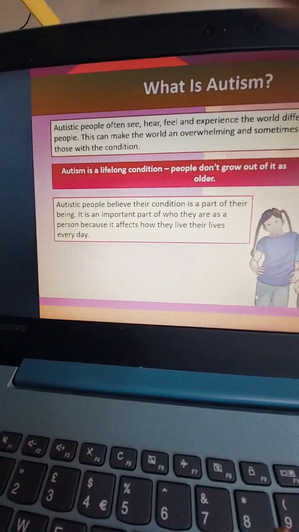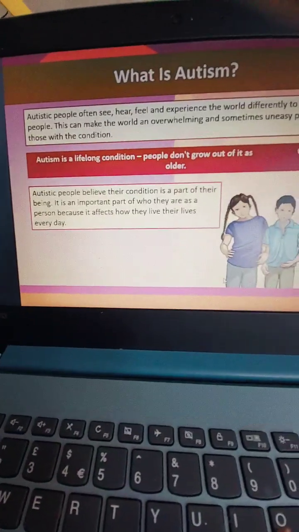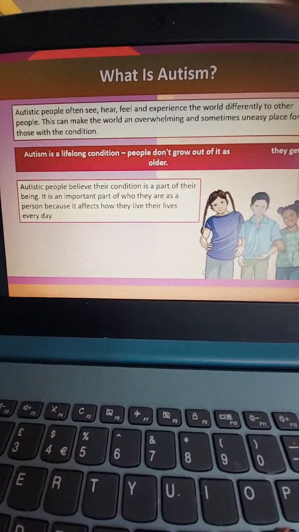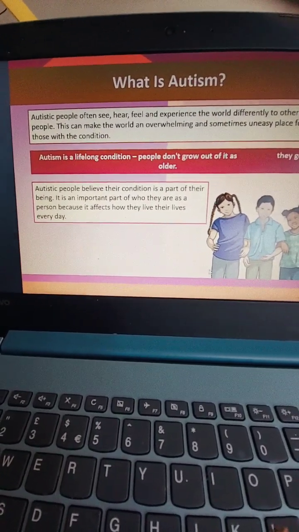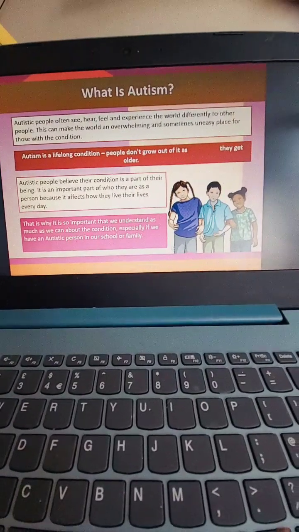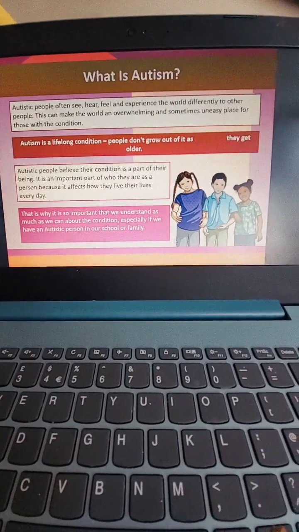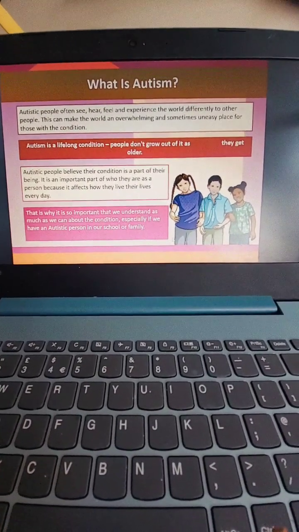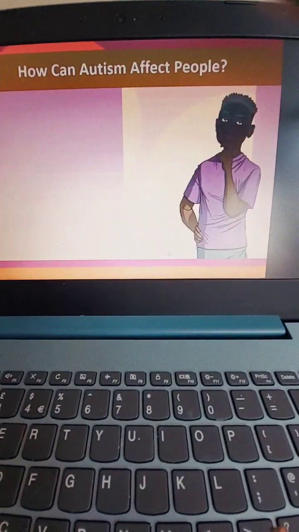Autistic people believe their condition is a part of their being. It is an important part of who they are as a person because it affects how they live their lives every day. This is why it is so important that we understand as much as we can about the condition, especially if we have an autistic person in our school or family.